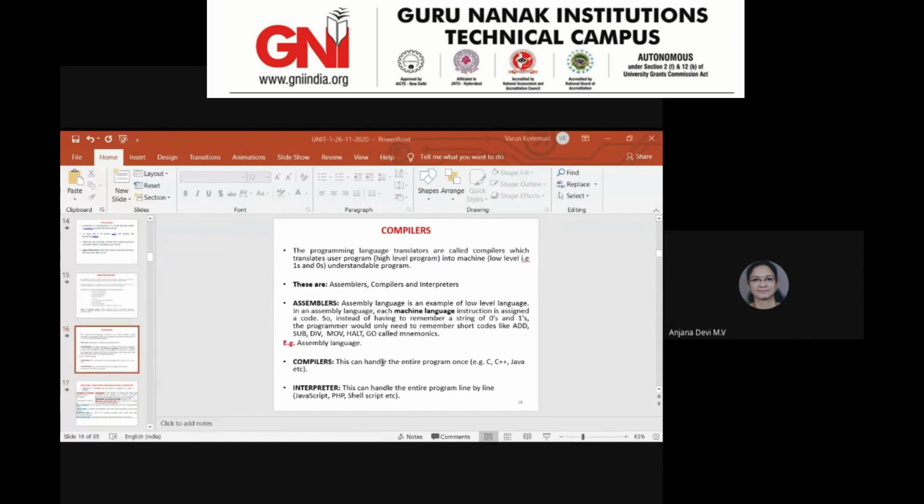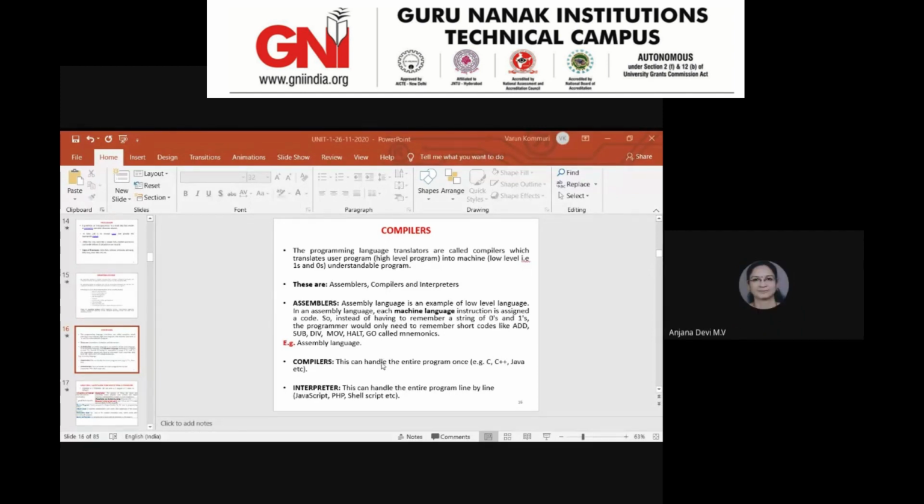Okay, first tell me, what is a compiler? Already we have discussed compiler, interpreter, and assembler. These are translators. Okay. Assembler. What is the main responsibility of the assembler? What is the functionality of the assembler? Assembly code to machine code. It converts assembly level language code into machine level language.